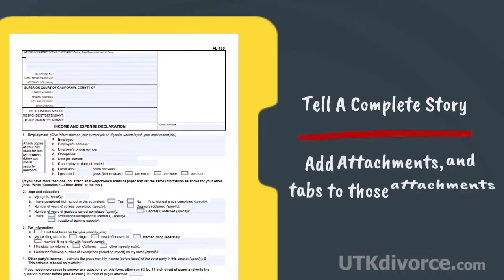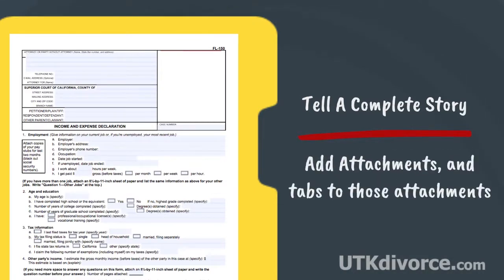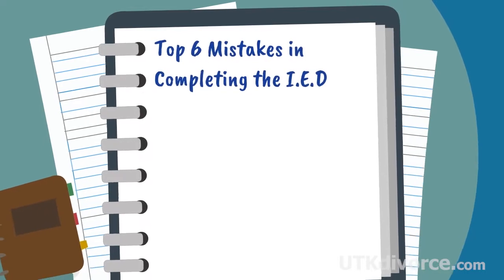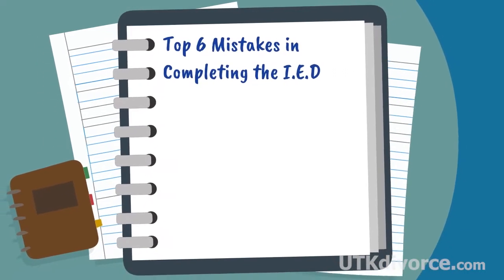It's important for the income and expense declaration to tell a complete story. And to do that, you should feel free to add attachments and even tabs to those attachments to flesh out the story you want to tell the judge. There are 6 top mistakes that people make on their income and expense. Let me just list them for you and then we'll go into detail.